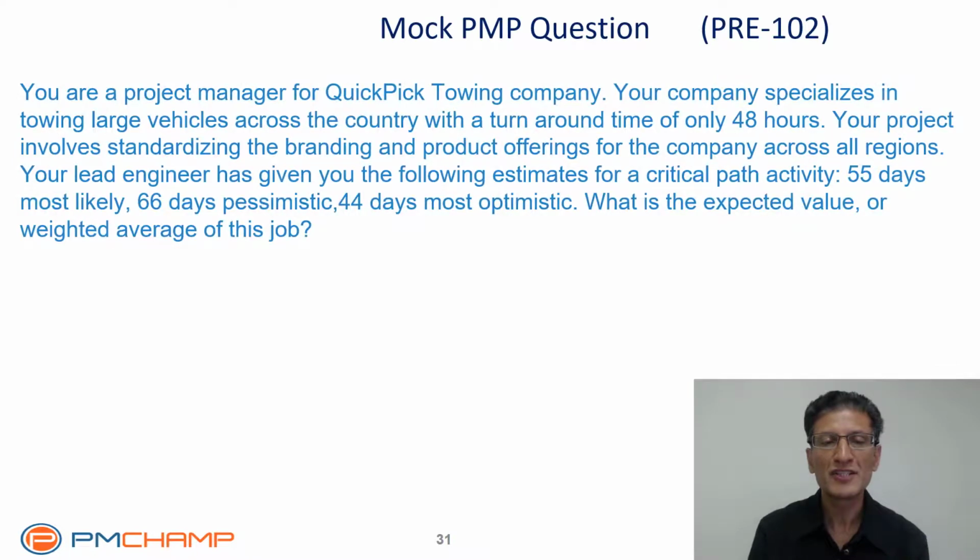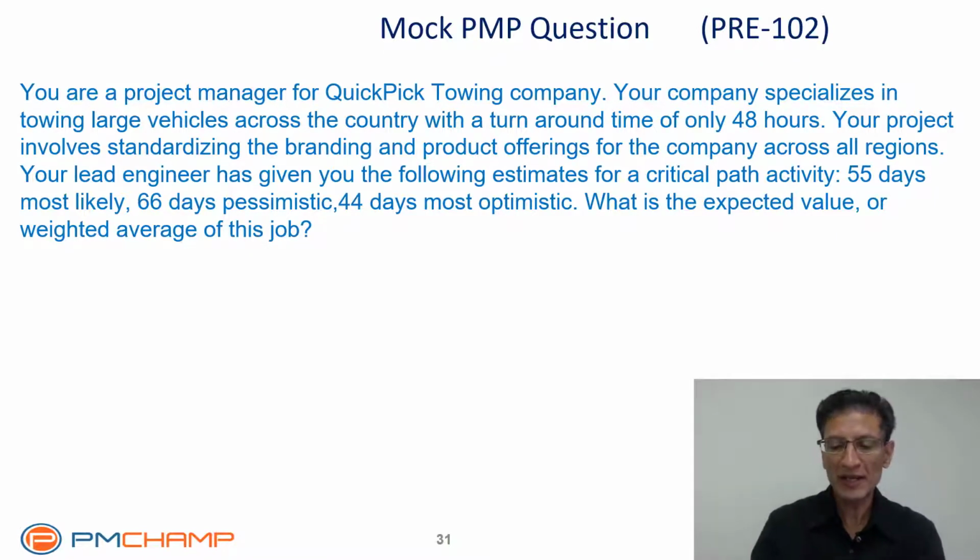You are the project manager for the Quick Pick Towing Company. Your company specializes in towing large vehicles across the country with a turnaround time of only 48 hours. Your project involves standardizing the branding and product offering for the company across all regions. Your lead engineer has given you the following estimate for a critical path activity: 55 days most likely, 66 days pessimistic, and 44 days most optimistic. What is the expected value or weighted average of this job?